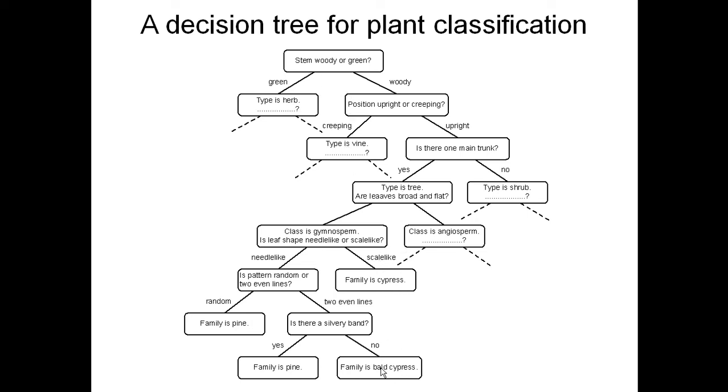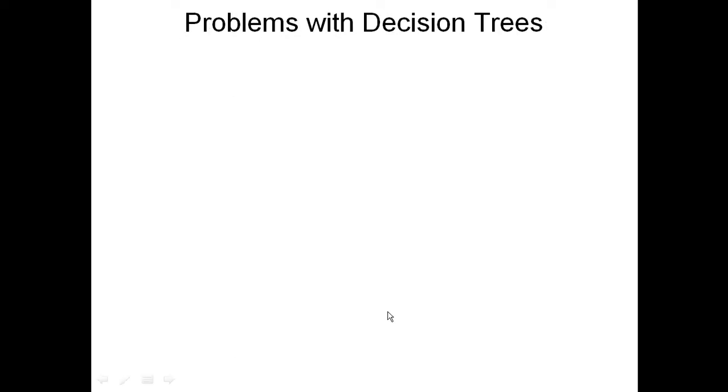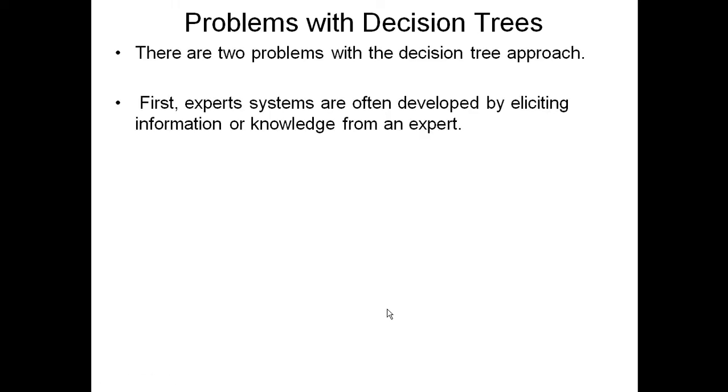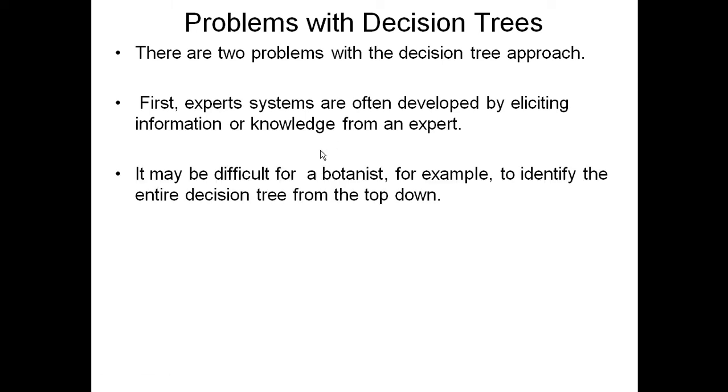So this way you go down the decision tree answering questions until you get to the bottom and conclude the family. This is much, much more efficient than the way I previously showed you. There's a problem with decision trees, not the decision tree itself, but creating them and maintaining them. Expert systems are often developed by eliciting knowledge from an expert. It might be difficult for a botanist to identify the entire decision tree from the top down.